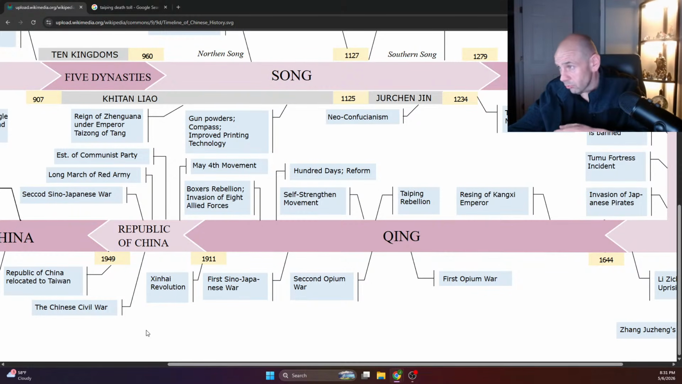Now, it gets worse, right? Because in the middle of all this nonsense, the first Sino-Japanese War happens. Sino being Chinese, Japanese being Japanese, and the Japanese win. There's a revolution that ends up taking out the Qing. We talked about this already.